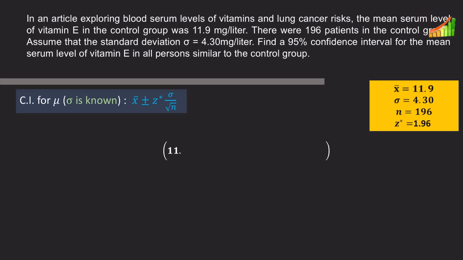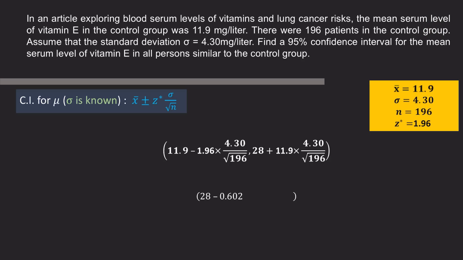Once all information is available, we can plug it into the confidence interval. So here x bar is 11.9, and z star times sigma over root n. Z star times sigma over root n is the margin of error. I will explain that in a few minutes. Once we plug in the numbers, we get the margin of error 0.602. You see here 11.9 minus 0.602 and 11.9 plus 0.602. So the margin of error is 0.602.